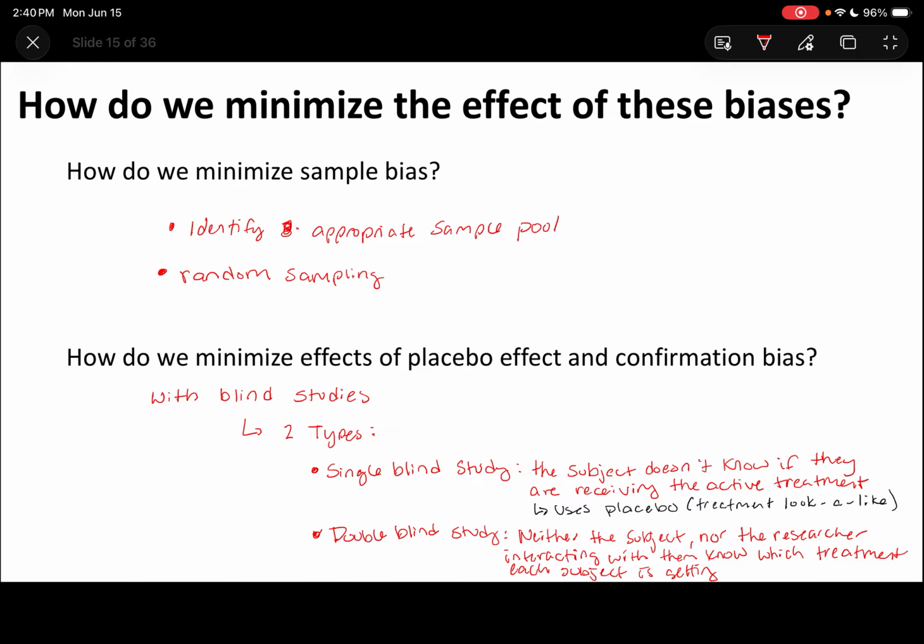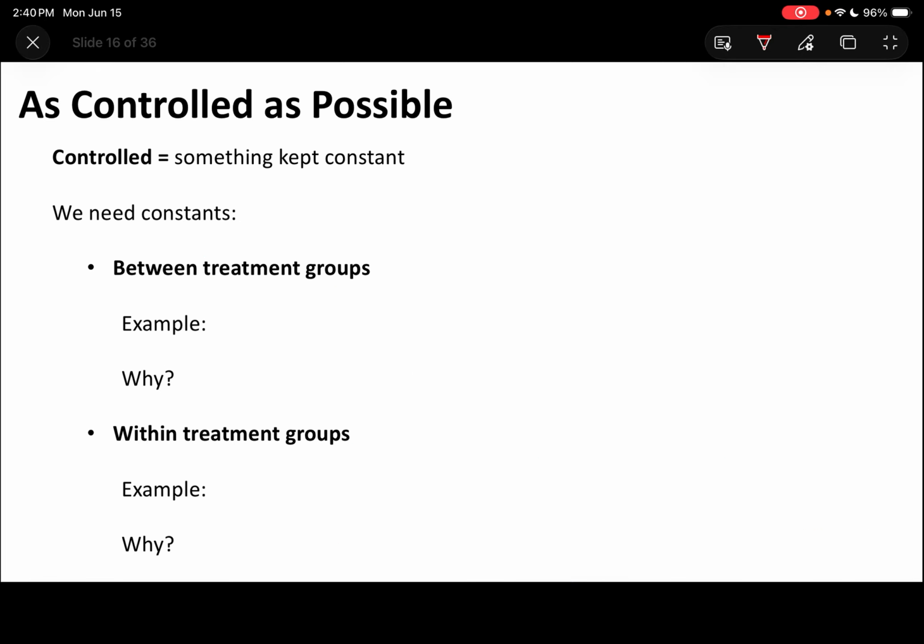And occasionally, we don't want the person who is recording responses from the subjects to influence them in any way. So we might have a double-blind study where a third party is aware of who is getting what, but everything is labeled in such a way that the people administering the treatment and measuring the responses don't know whether the subject that they've just interacted with has the true treatment or not. And these are the two primary ways that we help minimize the effect of the placebo effect and confirmation bias.